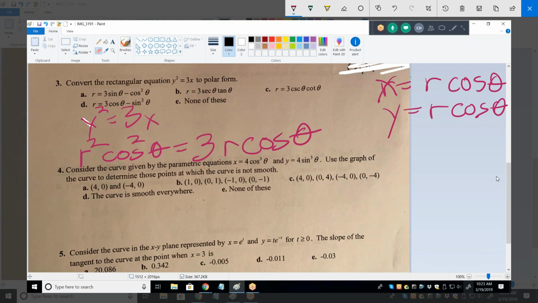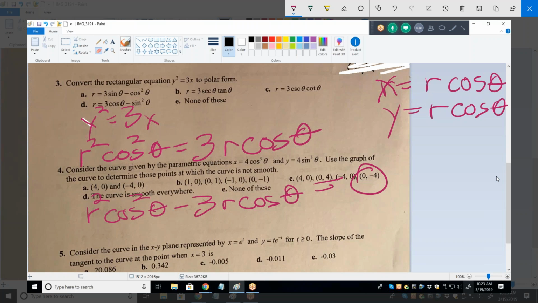Because there are times where cosine of theta is 0. Right. You can't divide by 0. And if you find yourself dividing both sides of an equation by a variable that can sometimes be 0, you lose the 0 solution that you would have found. Right. So I'm going to take everything on the right and move it to the left. So I have r squared sine squared of theta minus 3r cosine of theta equals 0. Now I can factor.